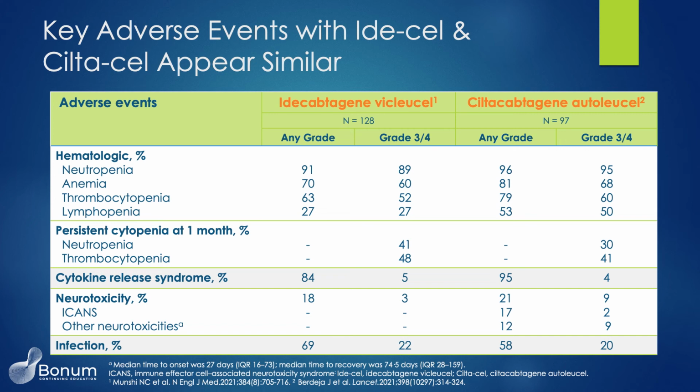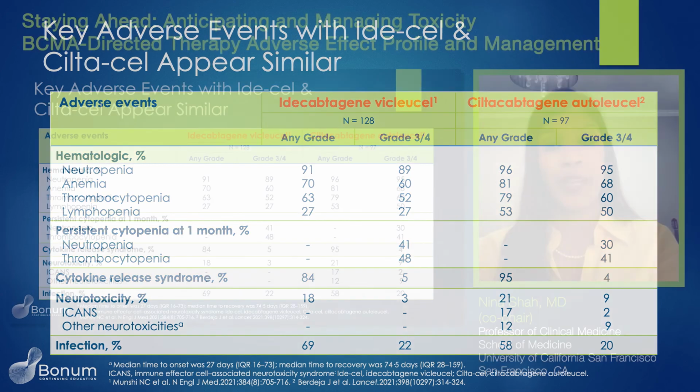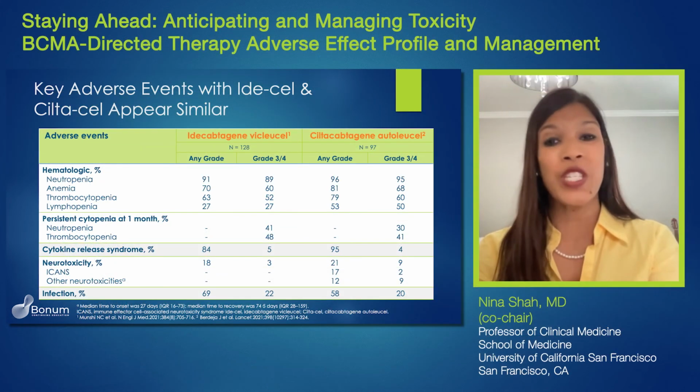We talk about non-hematologic toxicities. I think probably the ones that we think about the most are cytokine release syndrome, also known as CRS, which is sort of a systemic inflammatory reaction. And this is very common in CAR T-cell therapy. As you can see for ide-cel as well as cilta-cel, this happens in 84% and 95% of patients respectively. One thing that's really interesting about the CRS for these particular agents is that it tends to be grade 1 and 2.